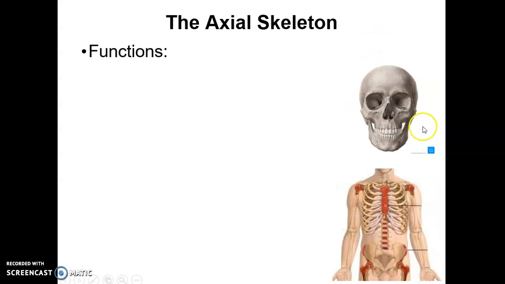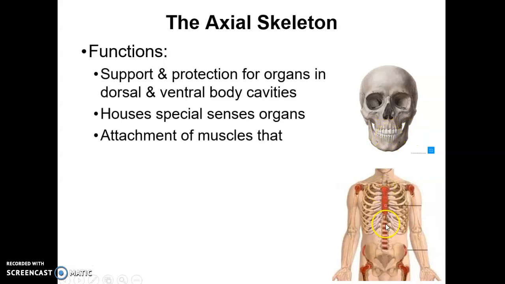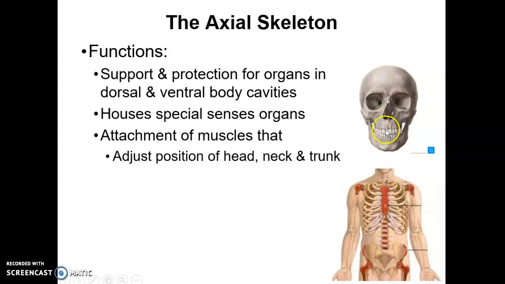So the axial skeleton functions in support and protection of organs in the dorsal and ventral body cavities, for example, the spinal cord, the brain, lungs, heart, liver, etc. It houses the special sense organs for vision, eyes; olfaction, smelling in the nose; hearing in the ears; gustation or taste sensation in the mouth. It also serves as sites for muscle attachments that adjust and move the head, the neck, and the trunk.